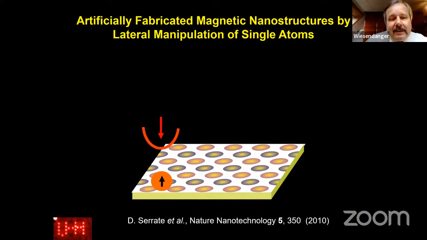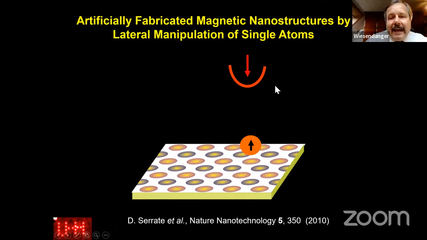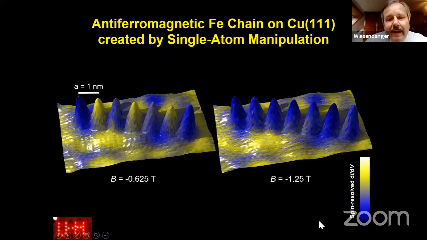And now it's clear what we can do. Combining all that with the technique of single atom manipulation, which was pioneered by Eigler in the early 90s, we could demonstrate that we can combine single atom manipulation with spin-sensitive imaging and spectroscopy. That was demonstrated for the first time 12 years back in time. And what you can do then is you can really construct artificial nanostructures at will. You can construct chains of iron atoms as shown here with a spacing of 1 nanometer, where we know that we are in the optimum antiferromagnetic coupling regime.